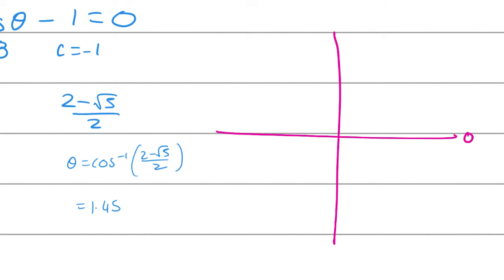Now, if I was to draw my CAST diagram, think about this. This is 0, this is pi. I'm sorry, I'll show you in radians. I'm in radians. I've got a different answer. Okay? 1.68.